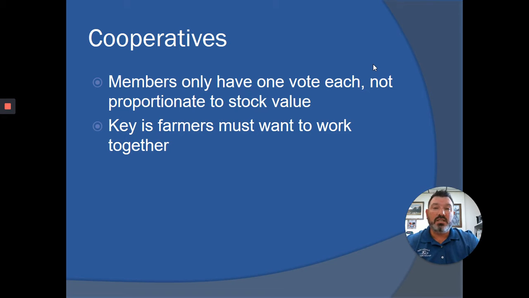So the key when you form a cooperative is that the farmers must want to work together. That's how they were originally intended: a group of farmers get together and buy inputs such as seed, feed, and fertilizer together. And then they all put their grain together and merchandise it that way and try to take advantage of some economies of scale that each individually wouldn't get.